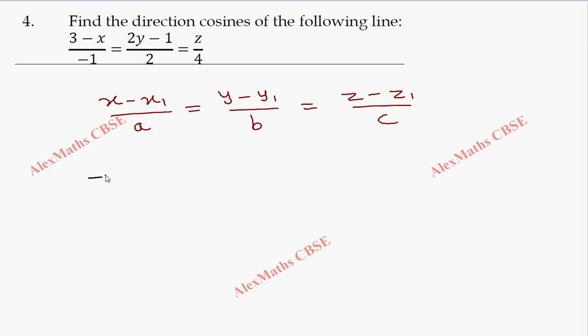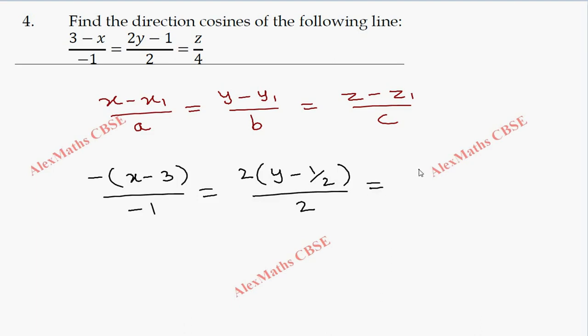So by taking the minus sign outside, this becomes minus of (x minus 3) divided by minus 1. And here we have to take 2 common, because in the standard form we notice we have only x, y and z terms without any coefficient other than 1. So by taking 2 out, we get (y minus 1 by 2) whole divided by 2. And the last term is just written as (z minus 0) by 4. Now we can cancel these two minus signs and these two.